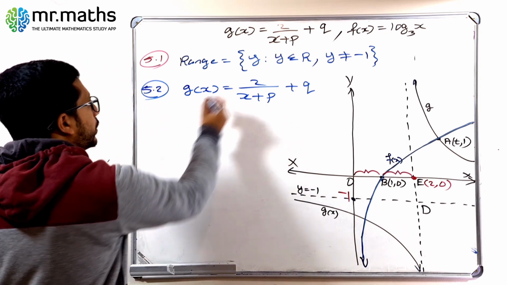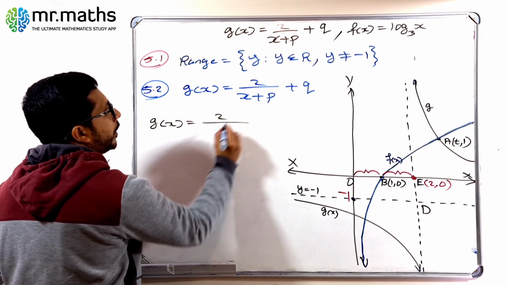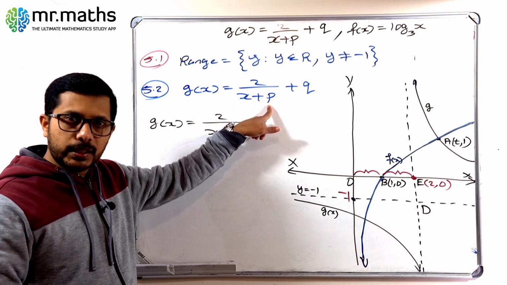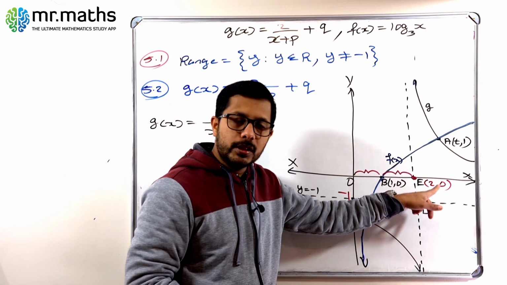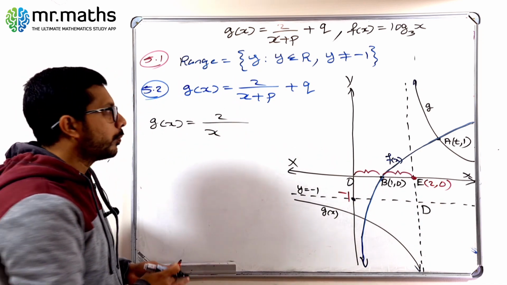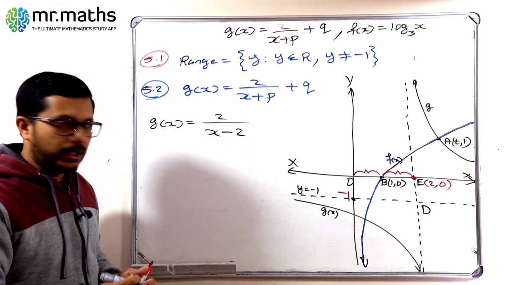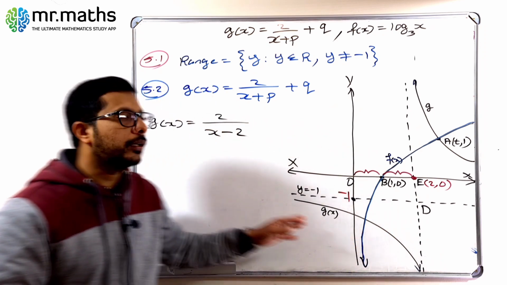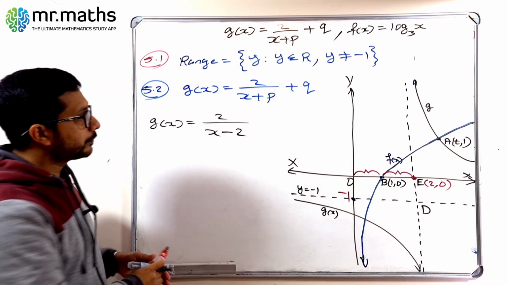So what is our equation? G of x is equal to 2 divided by x. What is this p? It is the vertical asymptote. So what is the vertical asymptote here? It is positive 2. So what you studied in your class, you are supposed to write minus 2. If on the graph it is positive 2, then here you are supposed to write minus 2.